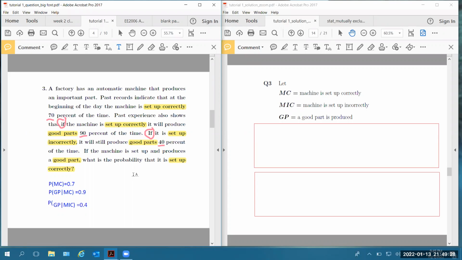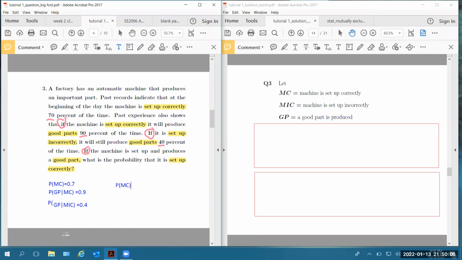Everybody okay until this sentence? All right, so let's do the last sentence here. If the machine is set up and produces a good part. Can you see another "if" here? So they tell you this: if the machine is set up and produces a good part, what is the probability that it is set up correctly? Probability that machine set up correctly?